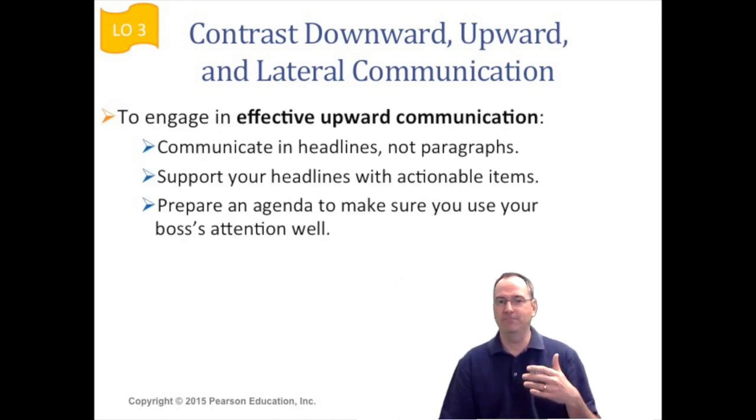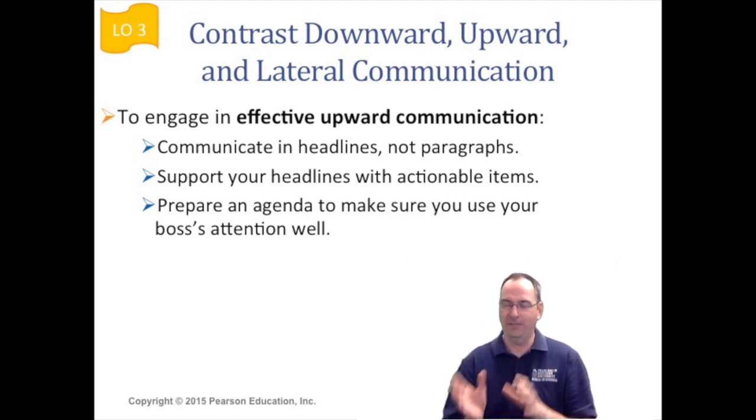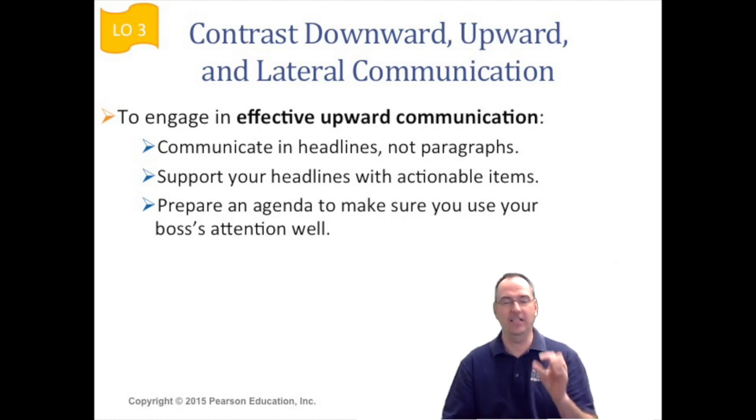Upward communication communicates up the chain from the subordinate to that subordinate's manager. Now, the way that the book talks about it, if you're trying to communicate upward, communicate in headlines. Give them what they need to know, not everything that is to be known. Support your headlines with actionable items. Hey, this is what's going on, and this is how I think we can approach it. That manager has a lot going on, and you need to be aware of that. Prepare an agenda and make sure that you have your boss's attention at the time when you're trying to make changes or bring something forward. But make sure you're communicating in such a way that it's going to be well received by the boss, because the boss is probably busier than you are.